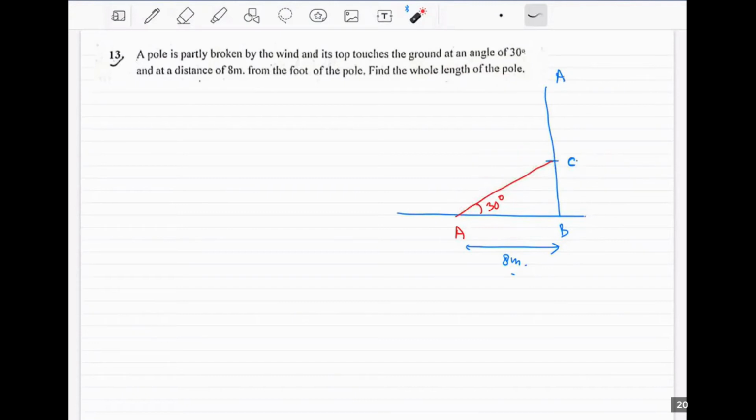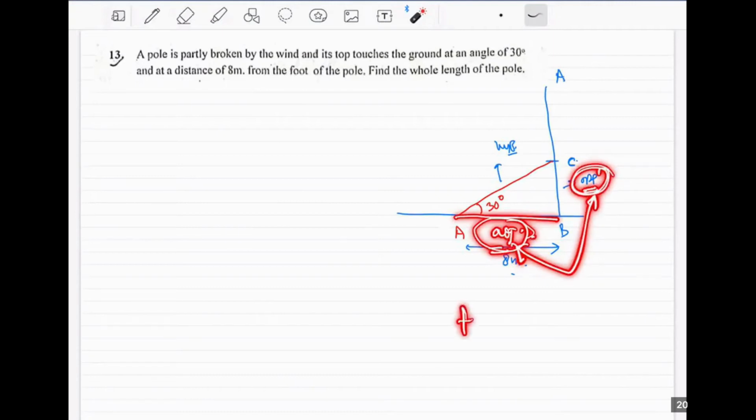What is given? This is angle 30 degree. With respect to this, BC is the opposite. This is the hypotenuse. If I want to find this out, this is opposite. AB is given, and AB is the adjacent. What is the trigonometric ratio that has opposite and adjacent in it? It is tan theta, right? So if you use tan theta, we will be able to find out BC.